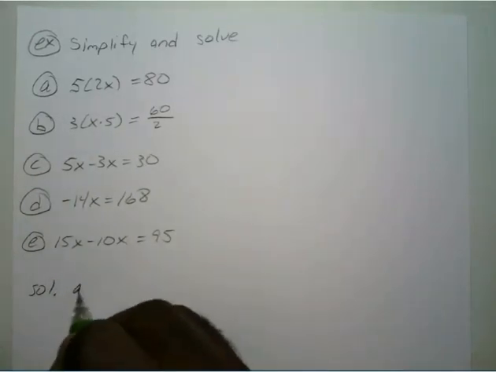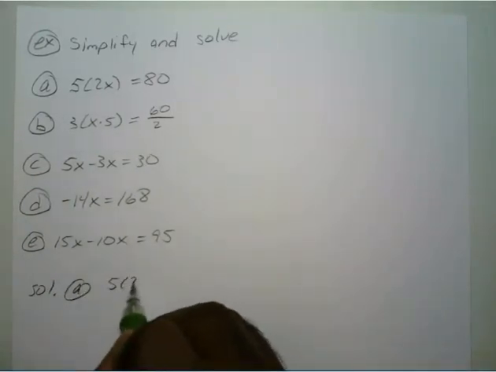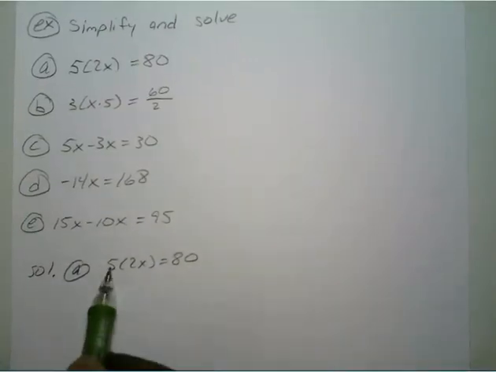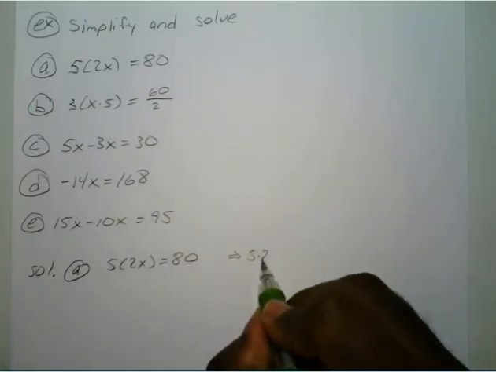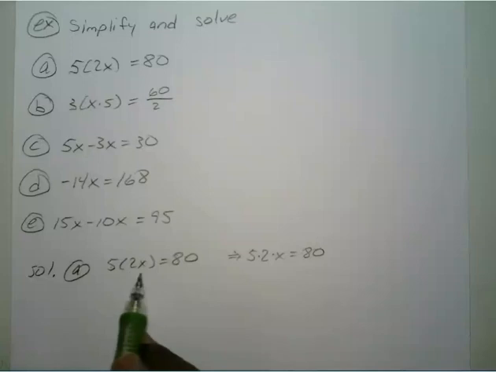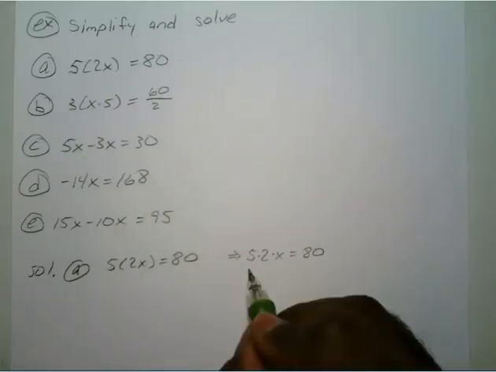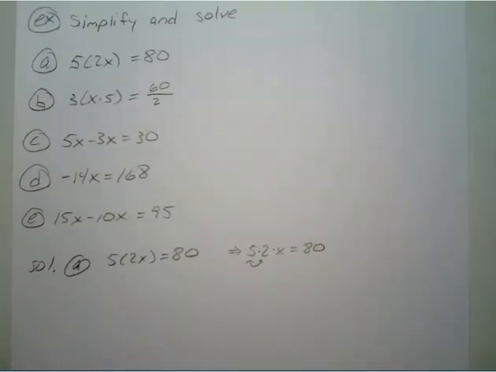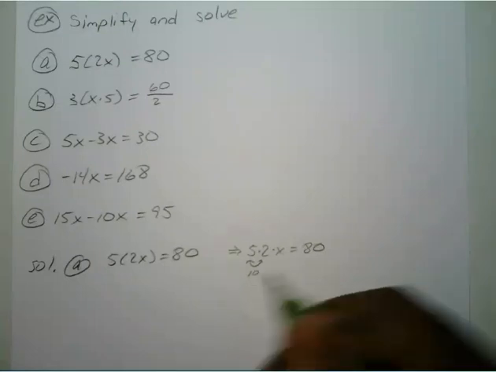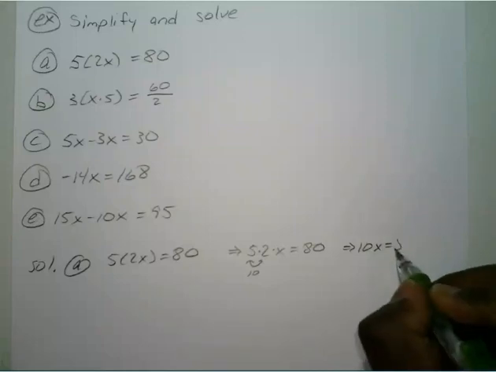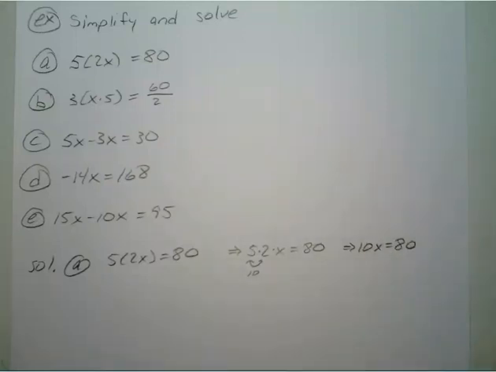Okay, so let's say for problem A, 5 times 2x equals 80. So 5 times 2x, that's the same as just saying 5 times 2 times x equals 80, because these are just all multiplied together. So we can go ahead and combine these two numbers, 5 times 2. So 5 times 2 is 10. So that gives us 10x on the left side. That's equal to 80 on the right side of the equal sign.